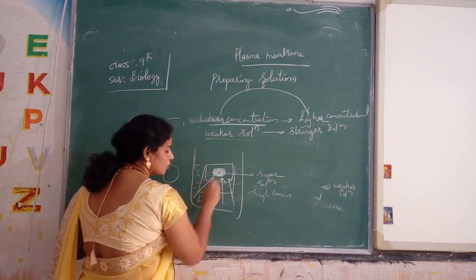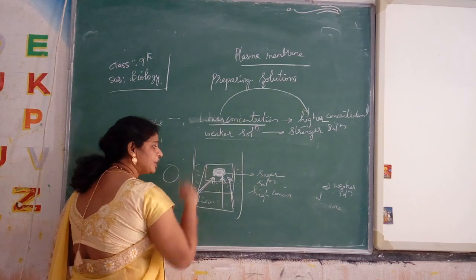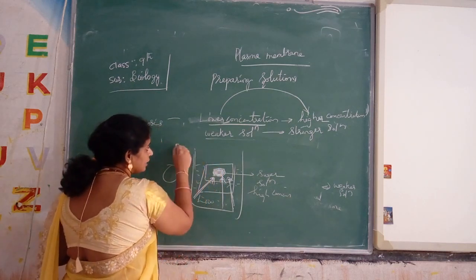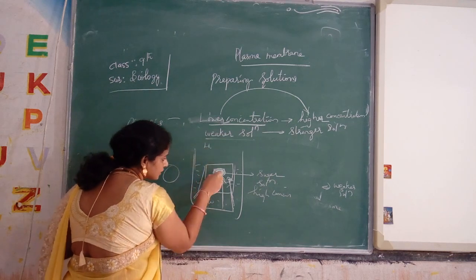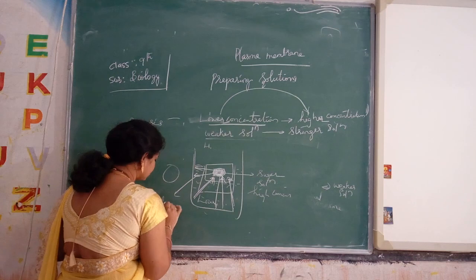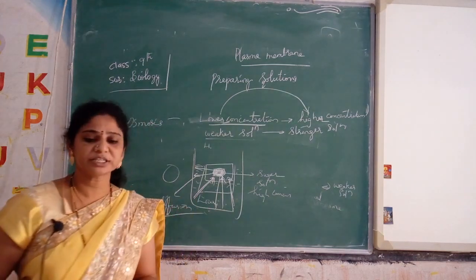So during osmosis, molecules move from lower concentration into higher concentration. During the diffusion process, what will happen? They move from higher concentration to lower concentration, in this way. That is the main difference between the diffusion and osmosis processes.